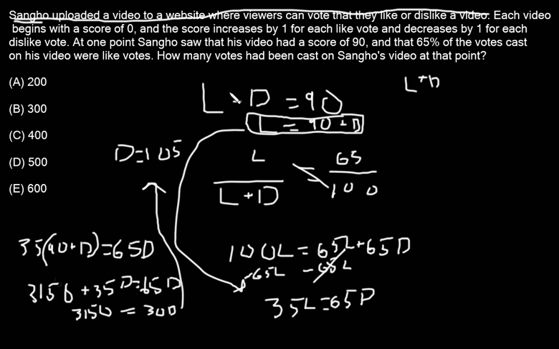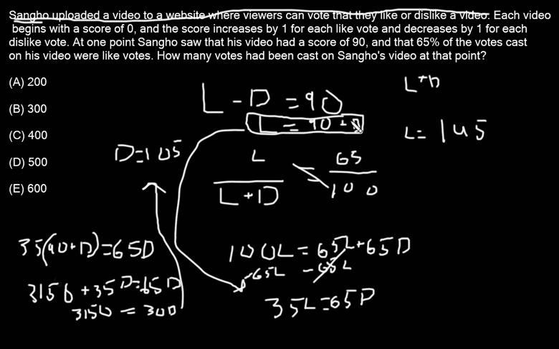And so how do we solve for L? Well, we can just plug D back into this equation right here. D is 105, so 90 plus 105 is equal to L, and that means that L is equal to 195.